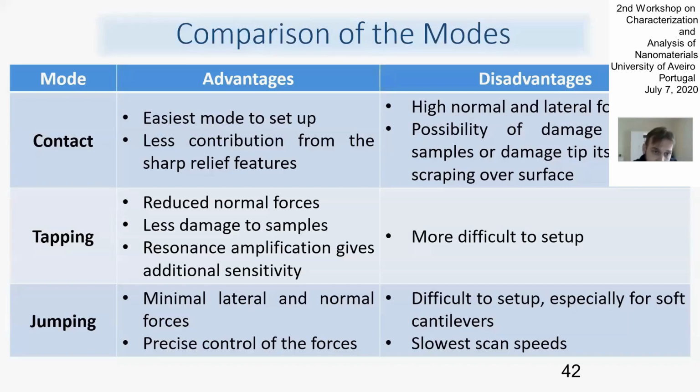In tapping mode, you have less applied force, and in jumping mode, you actually have really minimal lateral and normal force. You can precisely control forces, and the main disadvantage is usually that it is difficult to set up and has a bit slower scan speed, but it is more or less now approaching the scan speed of the tapping and contact mode.